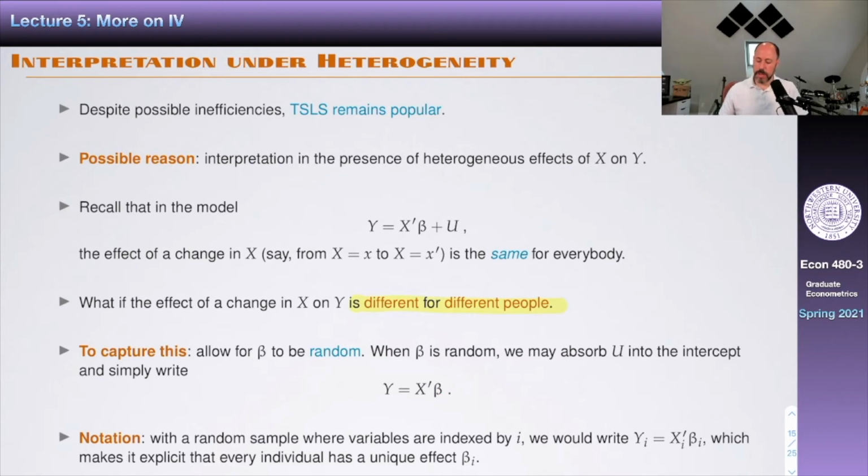Okay. And so the notation here means that if you index the individuals by i, because you have a sample, say, of n individuals, then y_i will be equal to x_i prime times beta_i. And then it makes it explicit here that each individual will have a unique effect, beta_i. So now instead of having one unique parameter beta, we're going to have n parameters, beta 1, dot dot dot, beta n.